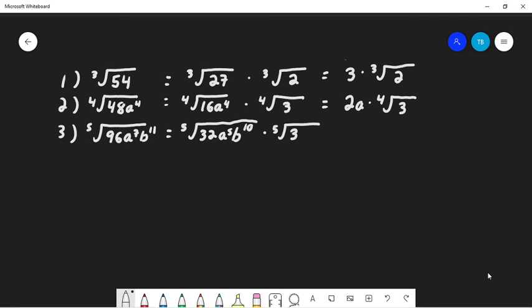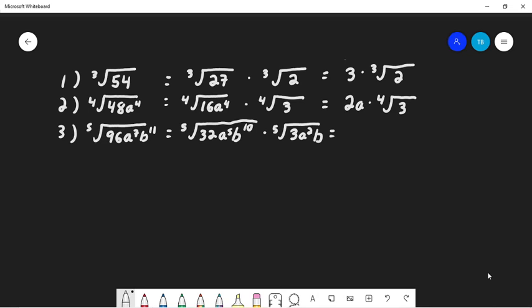And then how many times does a to the fifth go into a to the 7th? Well, we would have to multiply by a to the second. So that would be a to the second here. And then b to the 10th into b to the 11th. Well, how many b's are left over to get from the 10th to the 11th? We would have to multiply by b to the first, or just b. Okay, so the second expression here would be the fifth root of 3a squared times b.